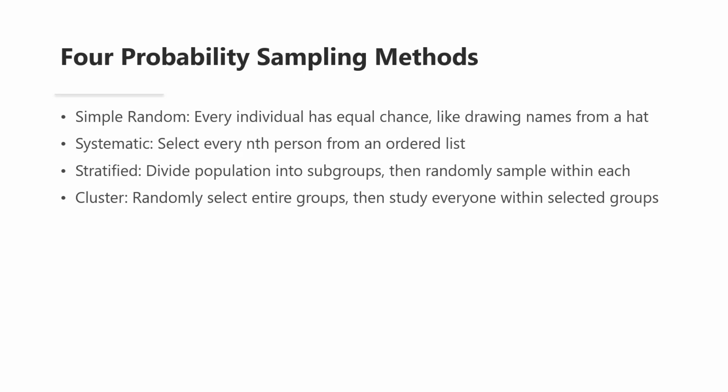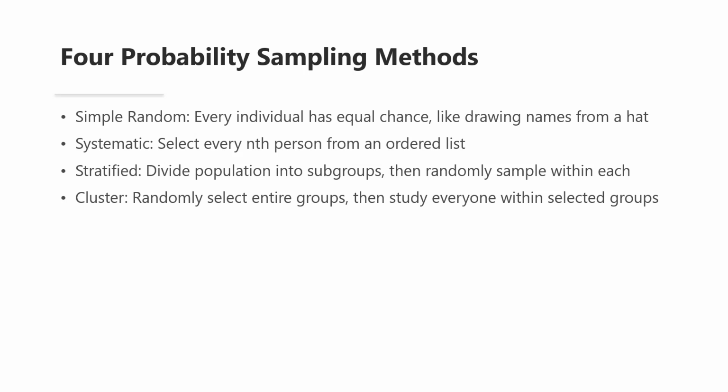You can think of it as putting every person's name in a hat and drawing the number you need. In practice, a random number generator or random number table is used. Simple random sampling is the gold standard, but requires a complete sampling frame and can be impractical for very large or geographically dispersed populations.